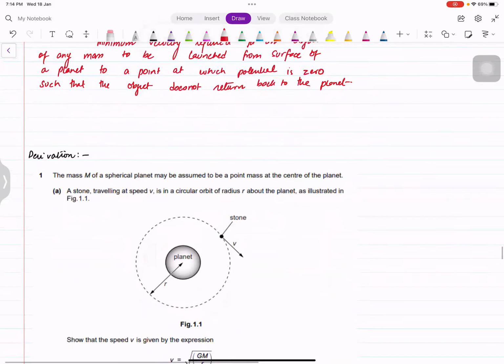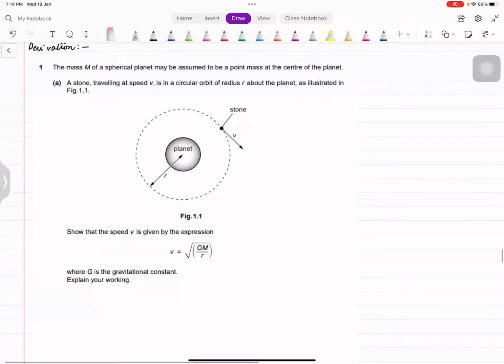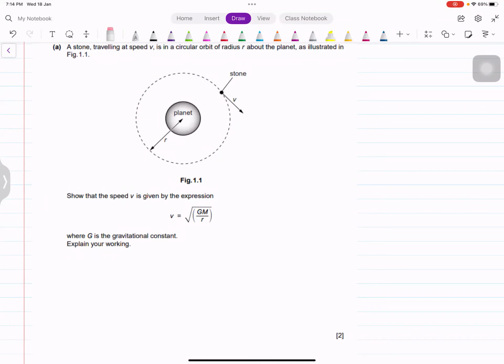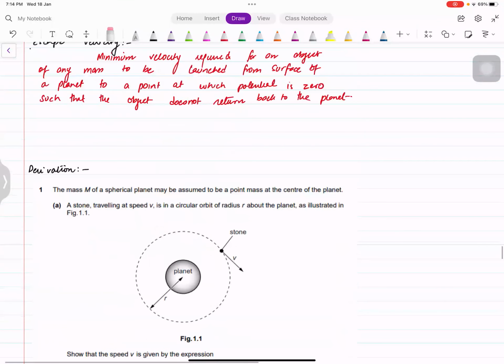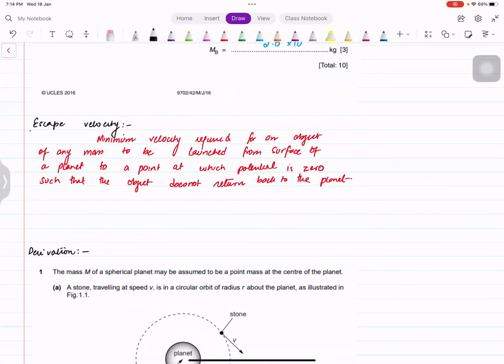So first is the velocity. You need to basically do this. And this is the derivation, by the way. So what you're gonna do? Okay. So it says that the mass of the spherical planet may be assumed to be a point of mass, stone traveling at speed v in a circular orbit, show that the speed is given by this. First of all, I want to do the derivation separately because this question has a different idea about it. Wait a second, that's a different derivation. So we can move this point here. Let's do the derivation and then we'll do the question.